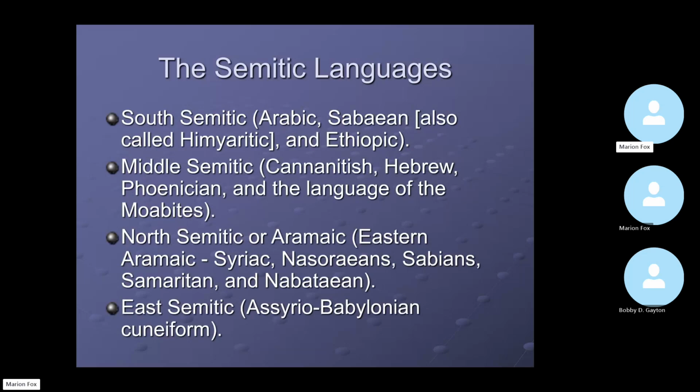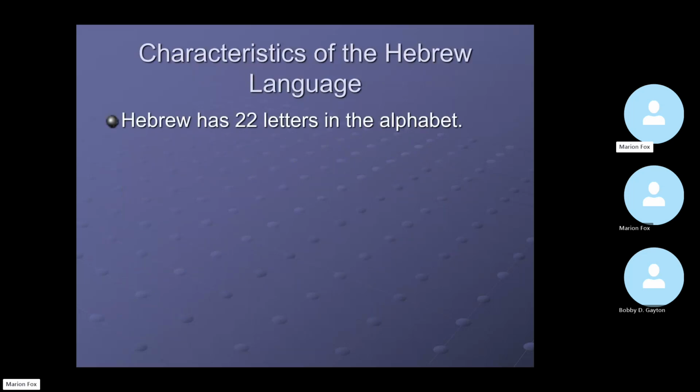Eastern Semitic was the Syro-Babylonian cuneiform writings. So there's your south, middle, north, and eastern Semitic languages. Okay. There's no Western Semitic language unless it's through the colonization of the Phoenicians.